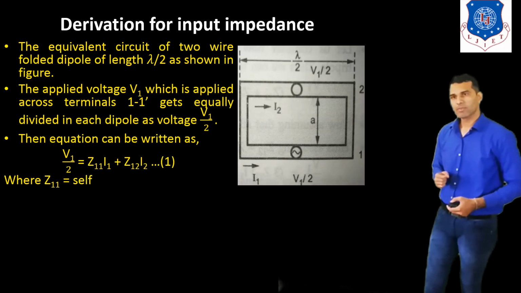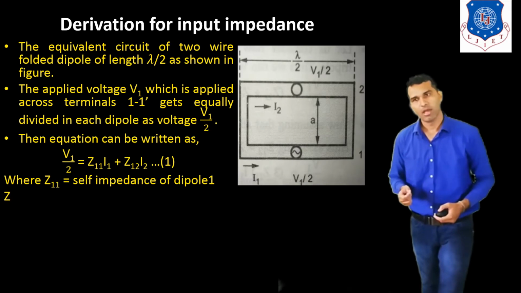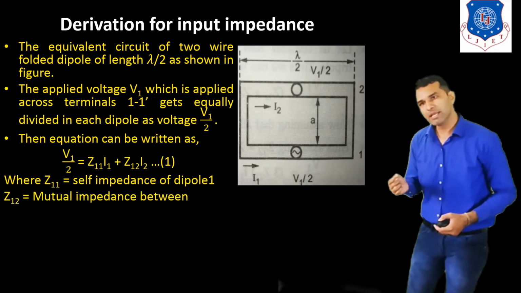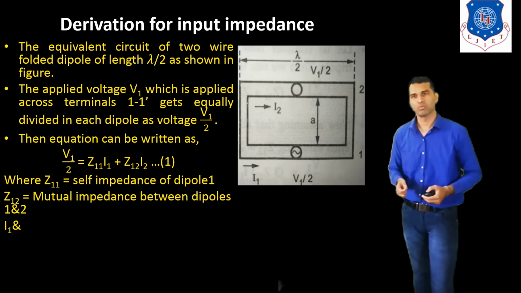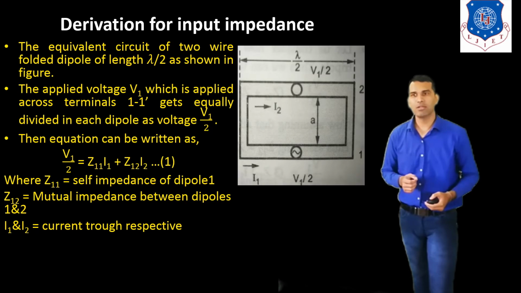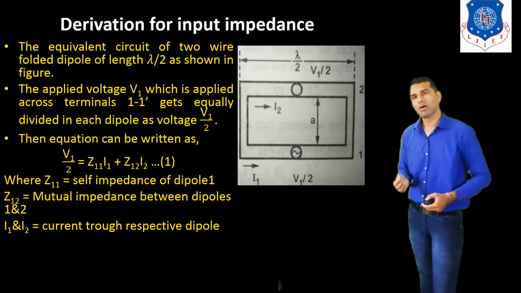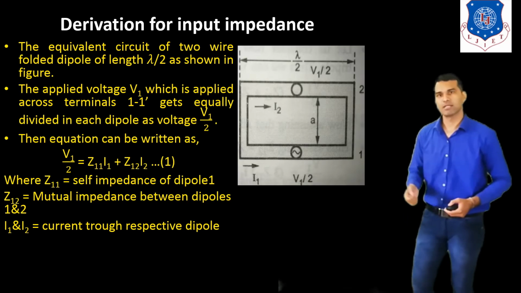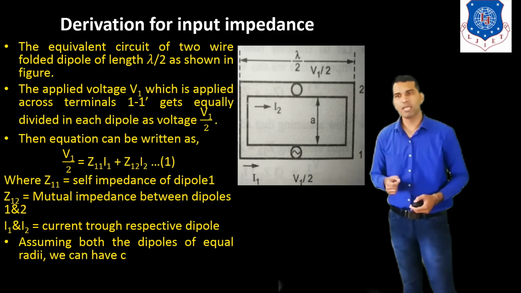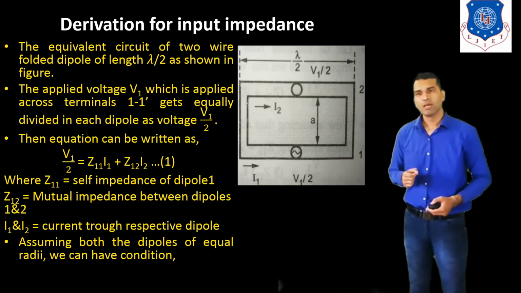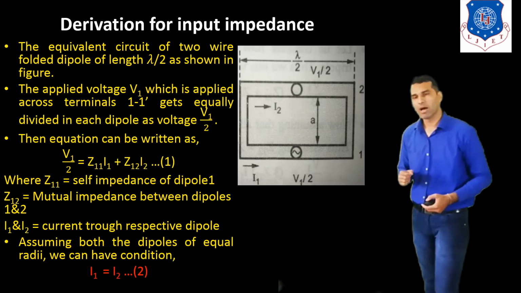Here Z11 indicates the self impedance of dipole 1 and Z12 indicates the mutual impedance between dipole 1 and dipole 2. I1 and I2 are the currents through the respective dipoles. That means I1 is the current in one dipole and I2 is the current in the second dipole. Now we assume both dipoles are of equal radius, so we have the condition I1 is equal to I2.